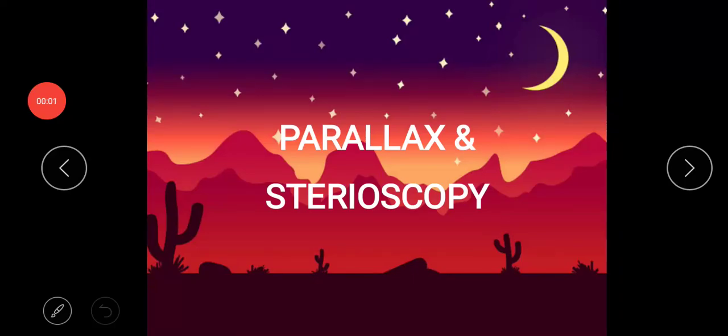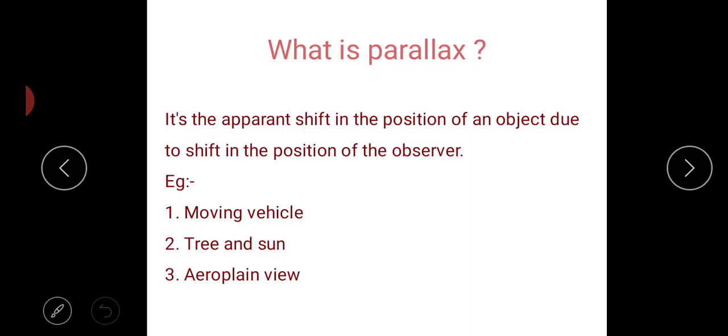Hello everyone, welcome back. So today we'll be understanding two more concepts. One is parallax and one is stereoscope. To do the derivation of the parallax, you need to understand these two concepts of parallax and the stereoscope. Moving to understanding what is parallax.